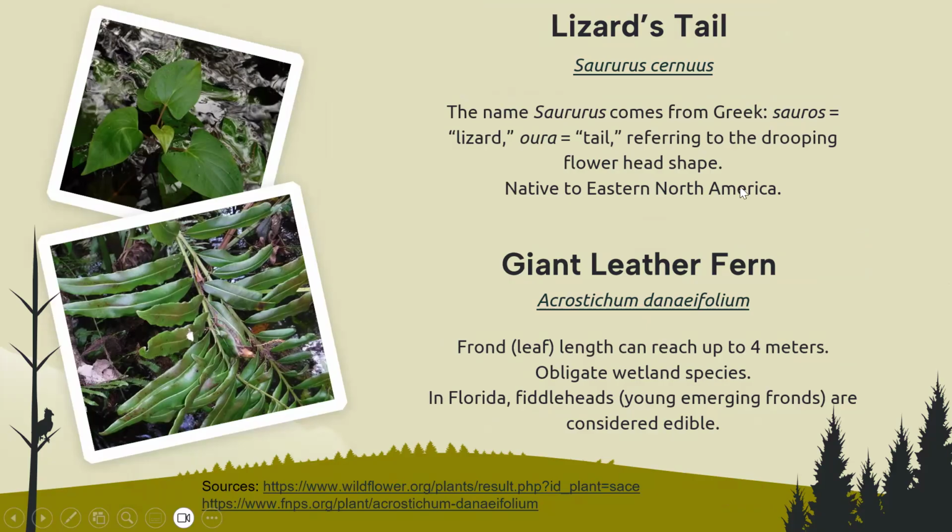Lizard's tail is Saururus cernuus. That's the best I can pronounce that. The name Saururus comes from the Greek saurus, which means tail, and that often refers to the drooping flower head shape, and it is native to the eastern side of North America.